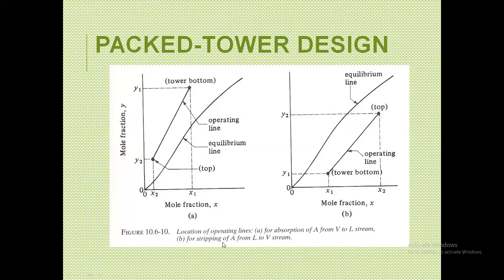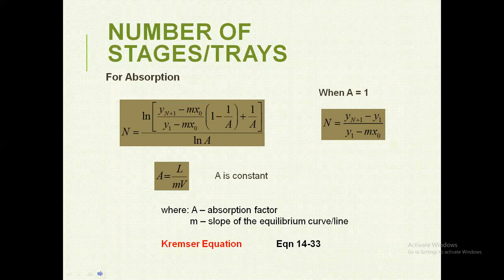So this is for your packed tower design. Even if it's a tray tower design, the operating lines are still situated where they are supposed to be. So absorption will always be on top and stripping will be at the bottom part of the equilibrium curve. Now, if you do away with the graphical approach, I will explain it later, but in your computation, you will do the analytical process of determining the number of stages of your column. That would lead you also to the height of your column later on.